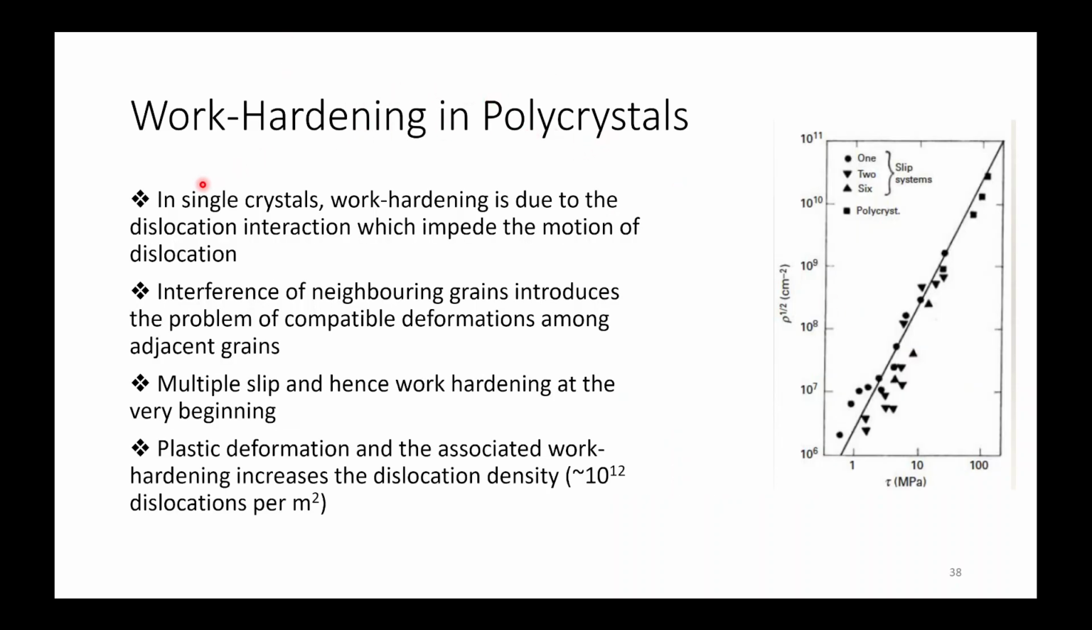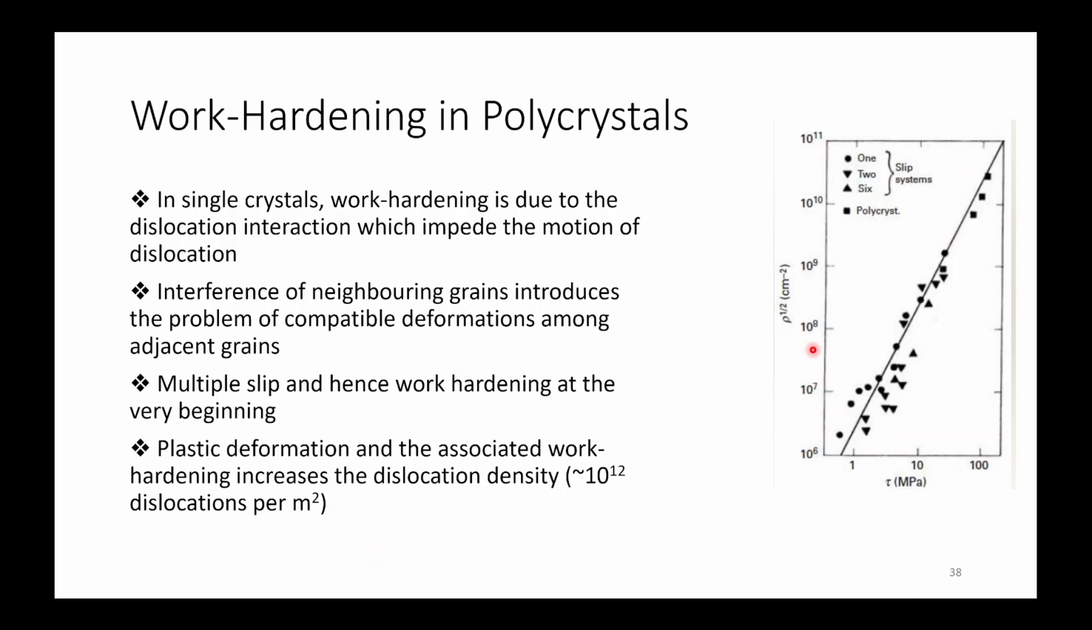In case of polycrystals, while in single crystals work hardening is due to dislocation interaction which impedes the motion of dislocations, interference of neighboring grains introduces the problem of compatible deformation among adjacent grains. Now multiple slip, hence work hardening, occurs at the very beginning, and plastic deformation and associated work hardening increases dislocation density. As we saw earlier, it will be 10 to the power 12 meter of dislocation length per meter cube of the crystal volume.